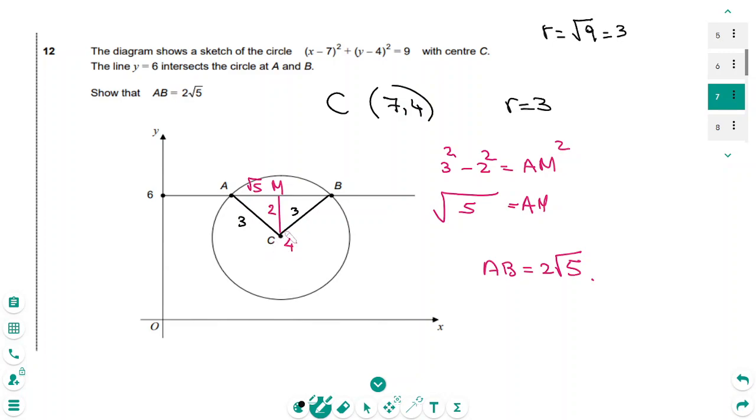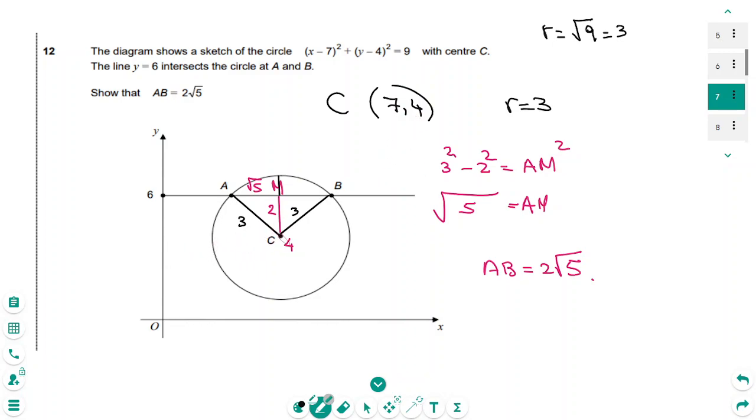So let's see here how I found that is 2. The height is 2 here because I know the radius is 3, and if I extend the line here, this is the height, this is the radius, 3 minus 1. I know the radius is 3, and the center, the vertical axis is 4. So if you see the coordinates of the point is 7,4.